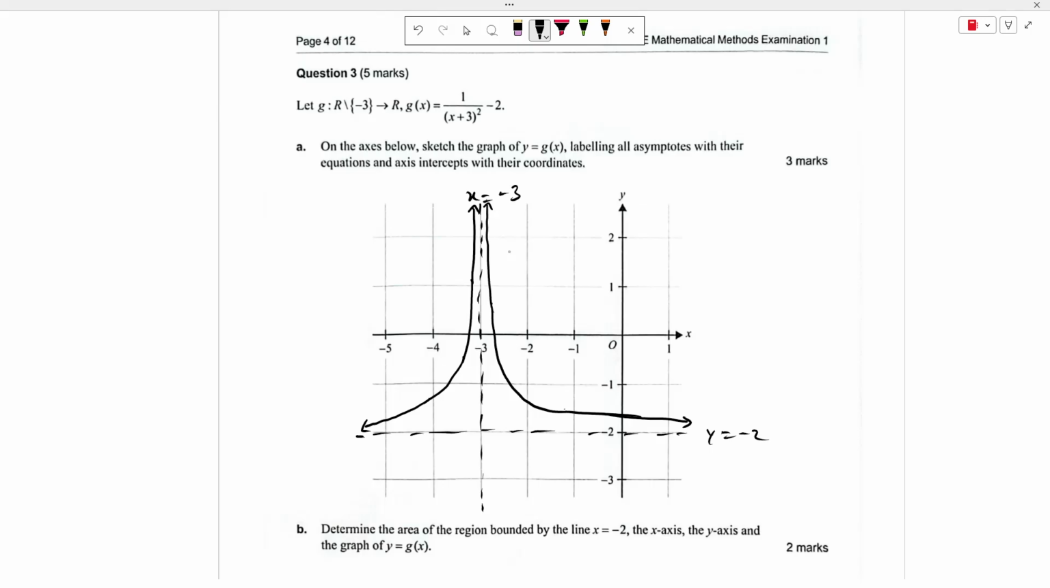Right, but it's a matter of finding out the x and y intercepts. So first let's find out the y-intercept. We can do that by doing g of 0, which is going to be 1 over 3 squared minus 2. That's 1 over 9 minus 2. That's 1 over 9 minus 18 over 9. That's going to be minus 17 over 9. That's going to be right here, 0, comma minus 17 over 9.